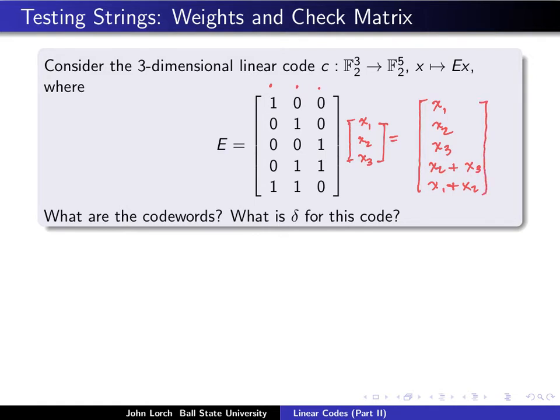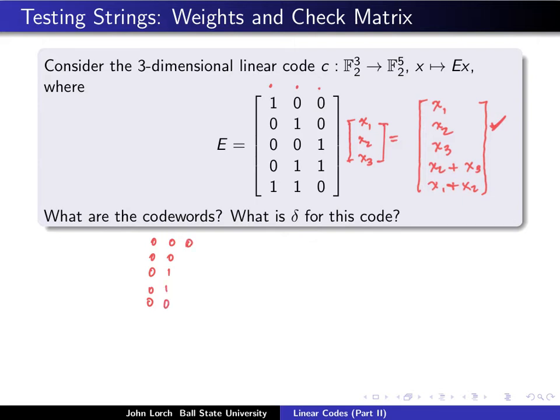So now all we need to do is replace x1, x2, and x3 by zeros and ones to get all of these vectors, all of these members of F2^5 that are code words. Okay, so if x1, x2, and x3 are all zeros, then we wind up with this as our first code word. If we start with 0, 0, 1, then we wind up with this code word.